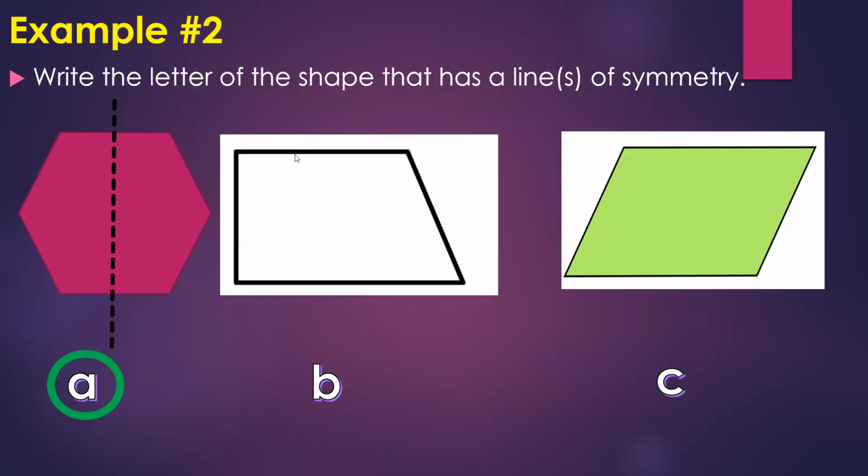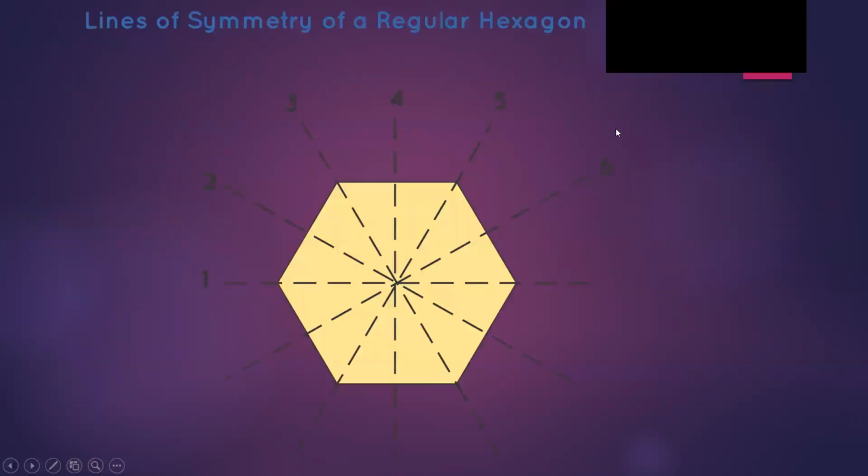Yes, sir. Good. So for all regular polygons, the number of sides that they have is the same number of lines of symmetry that they have. So if we look at this shape, this is a regular hexagon, so it's going to have six lines of symmetry. Let's do another one.